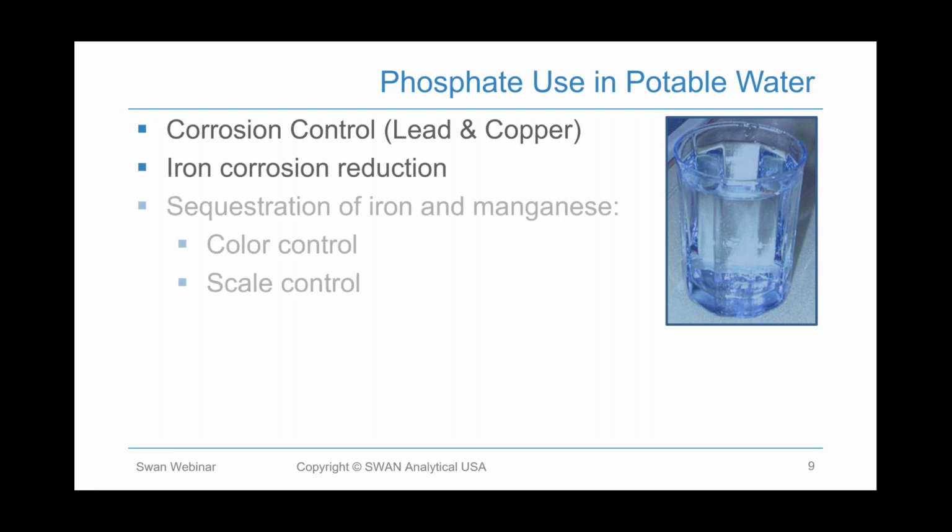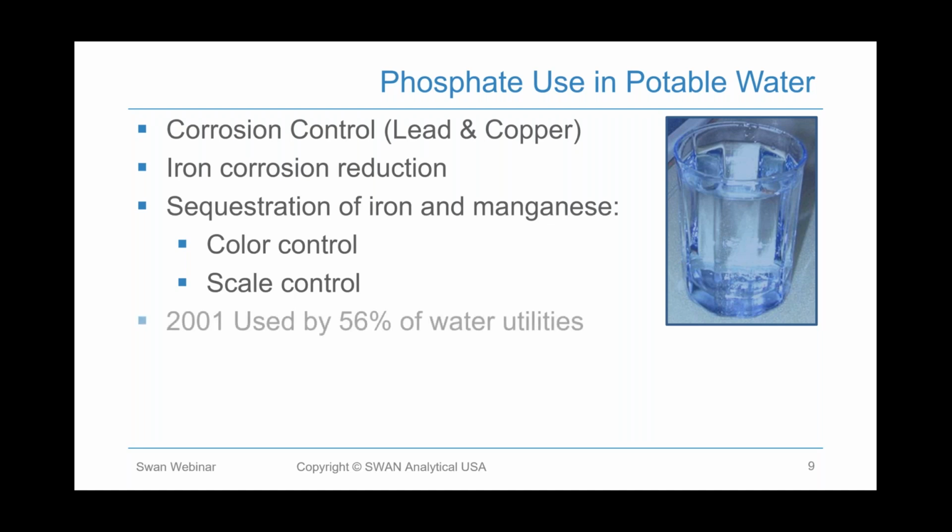Iron corrosion reduction we talked about. So one of the things it does is we reduce our iron corrosion, but the other thing, one of the side benefits of phosphate is we actually bind up and sequester some of the iron and manganese, which can help for color control and scaling, and our favorite red ring complaints that we get occasionally from customers.